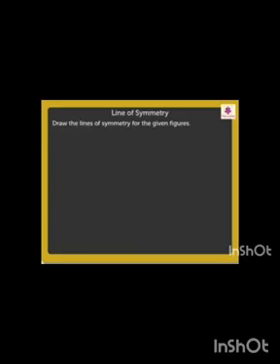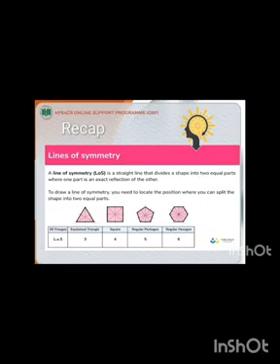Coming to the last figure, number 0. Here, we can divide the number 0 into two equal halves by folding it vertically or horizontally. Thus, we say that number 0 has two lines of symmetry. Kids, now it's time for you to practice line of symmetry on your own. I hope you enjoyed the video and you can now easily draw the line of symmetry.